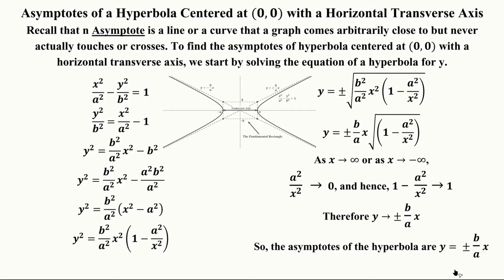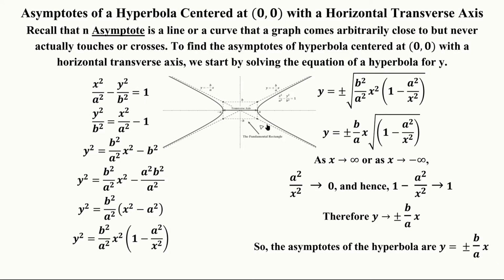So basically, whenever you have a hyperbola with this equation and this format, meaning a horizontal transverse axis and vertices at (a, 0) and (-a, 0), you're going to get asymptotes, which the hyperbola is going to become really close to but never touch, at y equals plus or minus b over a x.